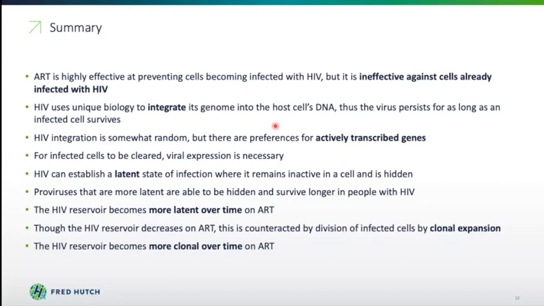We find that proviruses that are more latent are able to be hidden and survive longer in people with HIV. And this means that the HIV reservoir becomes more latent over time on ART. And though the reservoir decreases on ART, this is counteracted by those division events of infected cells by clonal expansion, those cells undergoing division, responding to whatever they're responding to in the environment. And here we say that the HIV reservoir becomes more clonal over time on ART.